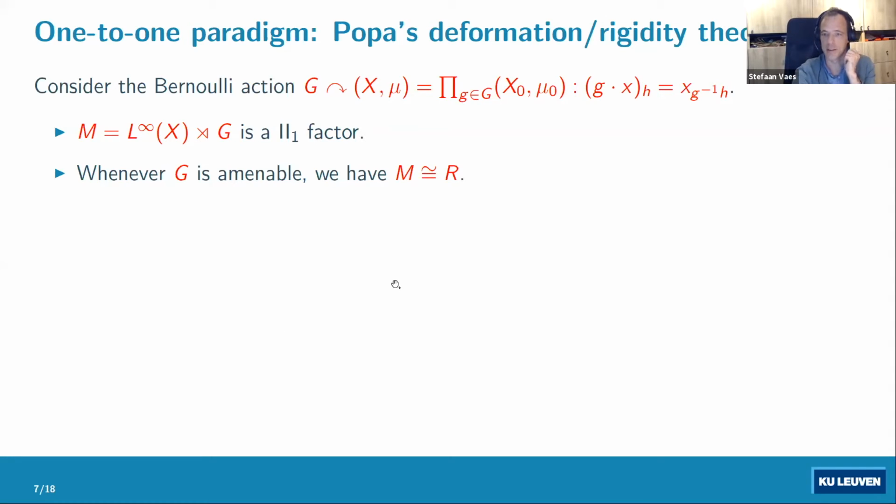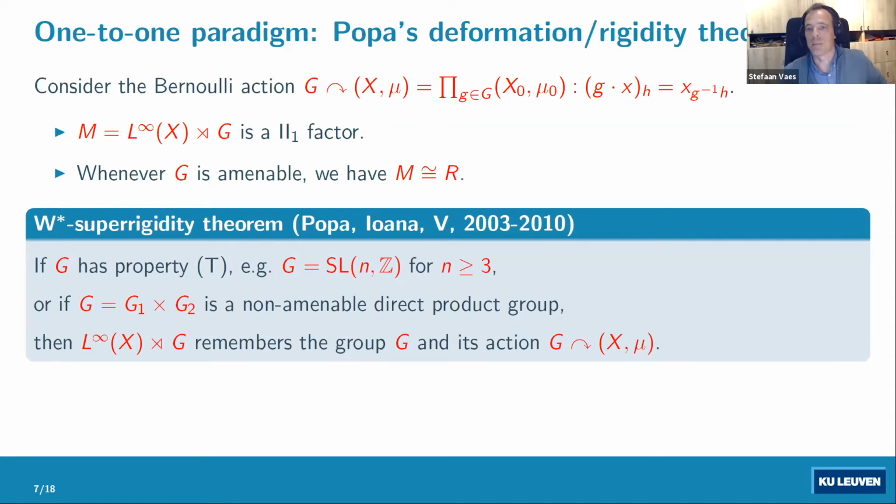Okay, so that's one thing. That's the previous result. Now, when G is very far from being amenable, we get exactly the opposite phenomenon. So let me explain this in steps. So for instance, if G has Kazhdan's property T, and let's make things very concrete, take for G the group SL_n(Z), where n is at least 3, so n by n matrices with entries in Z and determinant 1. Then actually, this II_1 factor, this Bernoulli cross product, entirely remembers the group and its action.